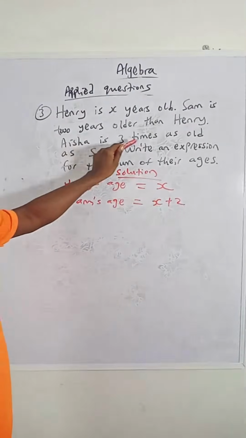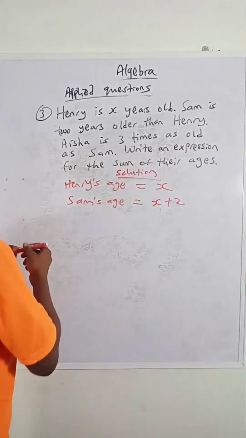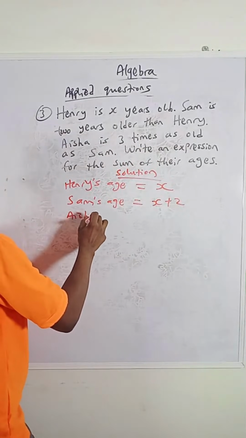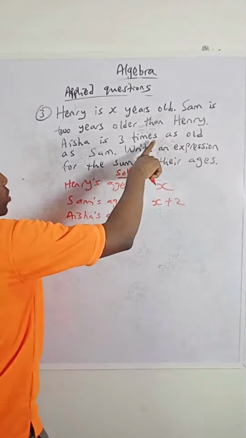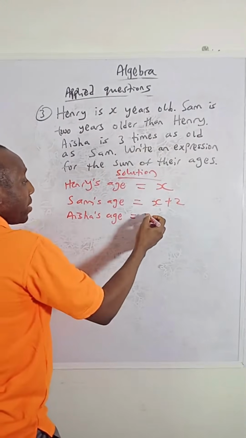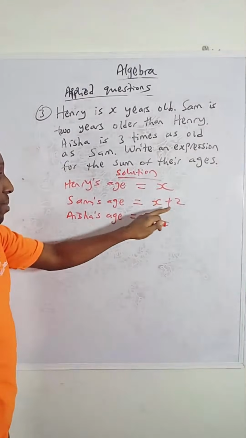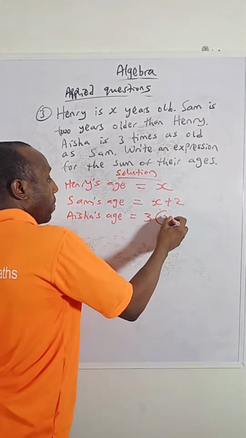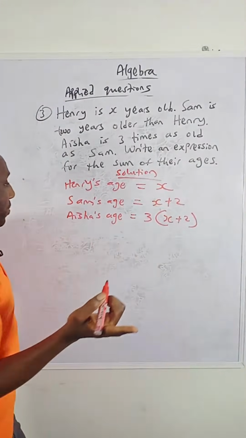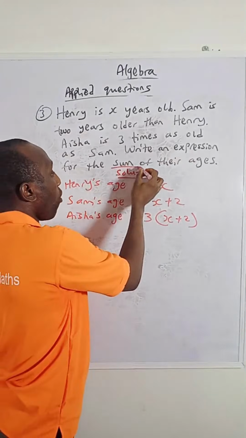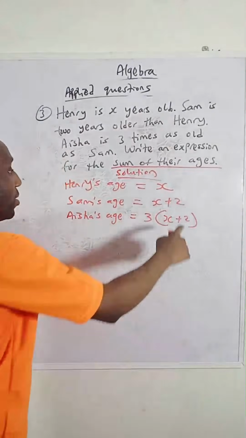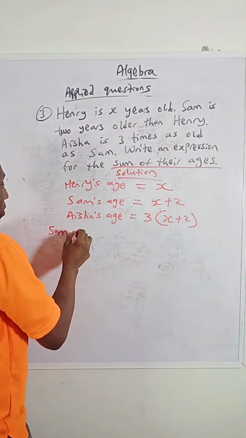They say Aisha is 3 times as old as Sam. So Aisha's age is what? 3 times as old as Sam. This is Sam, x plus 2. Now they say, write an expression for what? The sum of their ages. We have to add their ages. So you have the sum will be equal to what now?